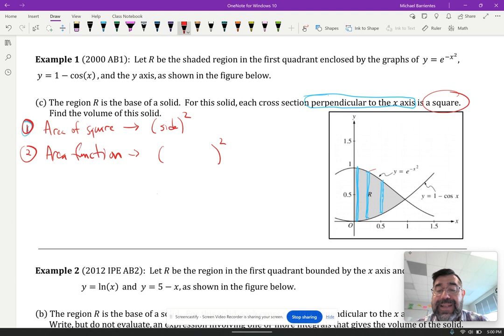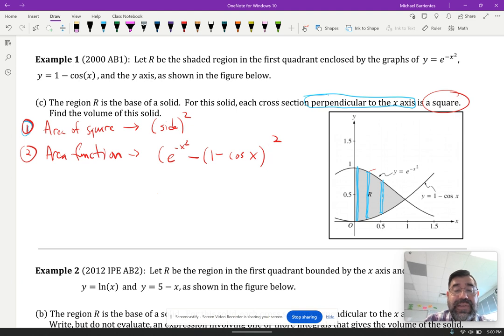Well, how do I find the length? If you recall, when we were doing area between curves and we were doing these little skinny rectangles, the length of the rectangle is top minus bottom. That's how you find a vertical length: whatever the top y value is minus whatever the bottom y value is. Well, the top function is e to the negative x squared, minus the bottom function, 1 minus cosine x, and then I'm going to square that.